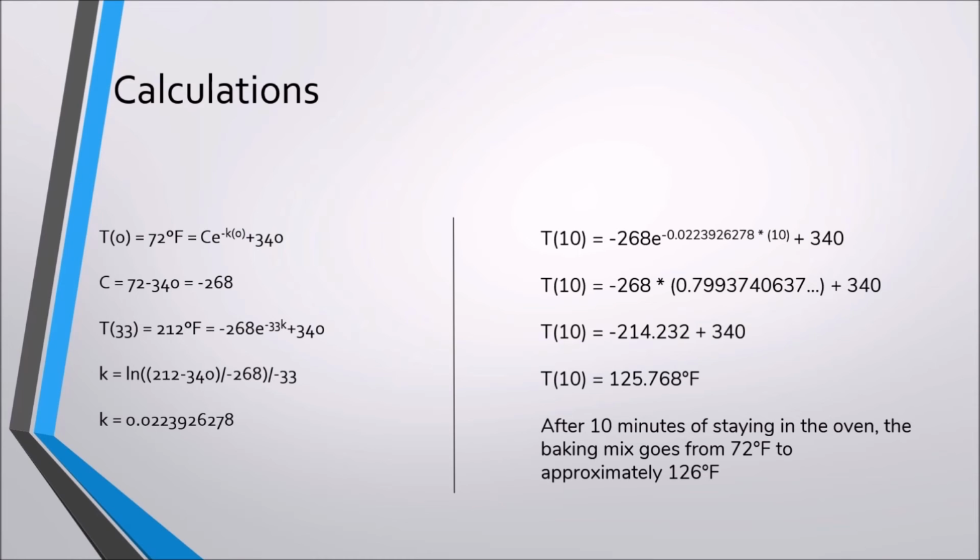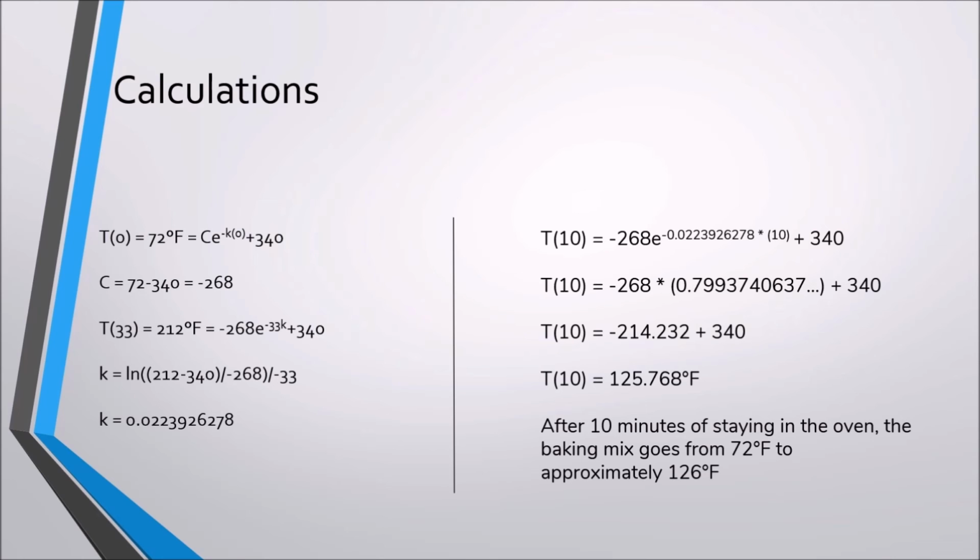So write the equation down. T is equal to c e to the power of negative kt plus 340. T of 0 is equal to c times e to the power of 0 times negative k, which is just 0, so e to the 0 is just 1. So 72 is equal to c plus 340. So therefore c is equal to 72 minus 340, which is equal to negative 268. So now we found c. Now we need to find k.